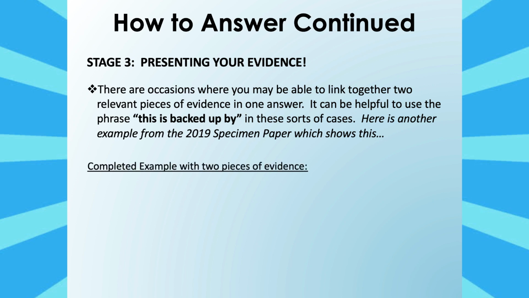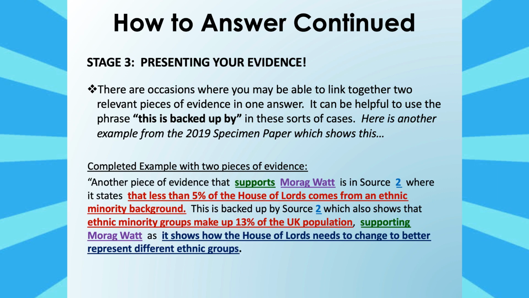So we've got an example here again from the 2019 specimen paper to show this process. It's using a similar template to what we had before, so let's have a look at this. Another piece of evidence that supports Morag Watt is in source 2, where it states that less than 5% of the House of Lords comes from an ethnic minority background. So there we have 1 piece of evidence. We've put in a full stop there.